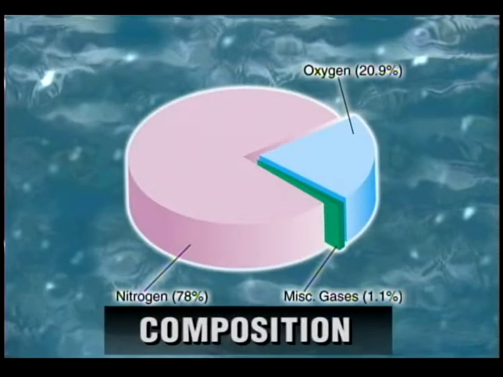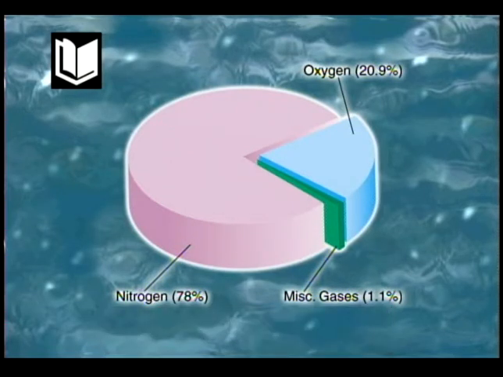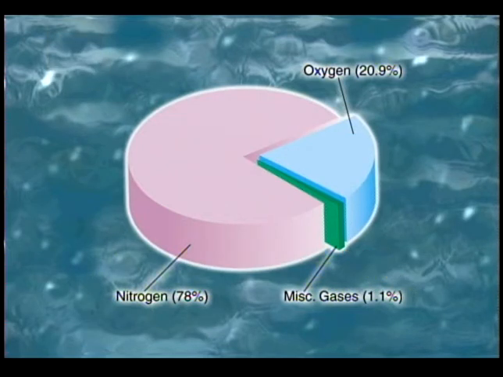Air is a mixture of different gases. The gases are colorless, odorless, and tasteless. Air is composed of approximately 20.9% oxygen, 78% nitrogen, and 1.1% miscellaneous gases. The most important component of air to us is oxygen. We cannot survive without oxygen.